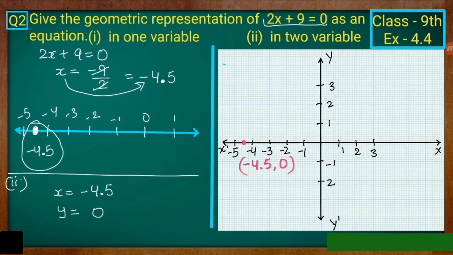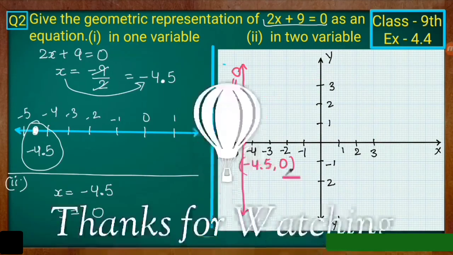Now draw a straight line. You can see here at y equal to 0, on the x-axis, the line should be parallel to the y-axis. So when y is 0, the line is parallel to the y-axis. So this is the required line which we have to draw for the second part. Now this was your chapter 4. Hope it is clear to you.